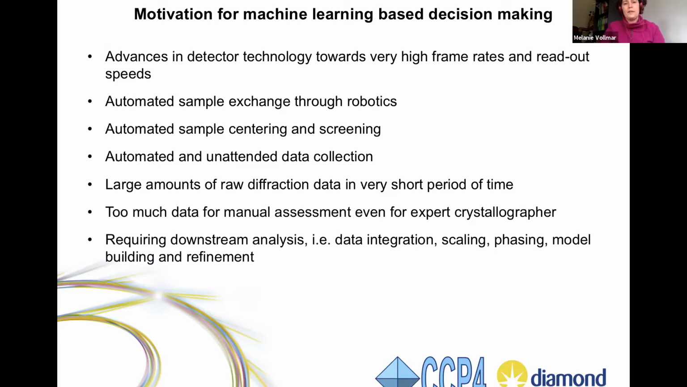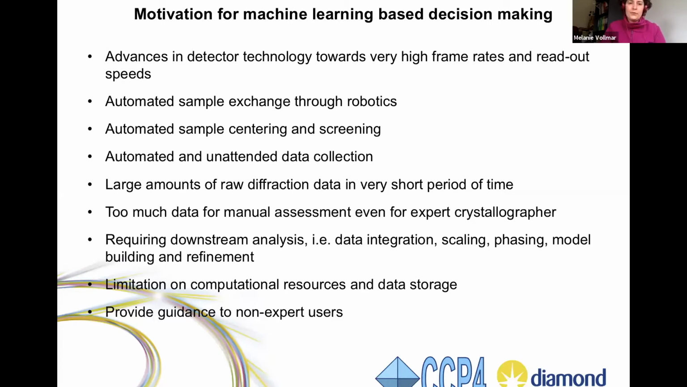So all of the integration, scaling, phasing, model building and refinement need to be done. We have limited computational resources, which are shared over the entire facility. So everything that's collected in the MX field cannot just simply occupy the computational cluster. Lots of our users coming nowadays are non-experts. So they use the facility and the protein structure as an add-on to their publication, but they are no longer trained crystallographers. And so generally the ambition is to have, besides high throughput data acquisition, high throughput data analysis.